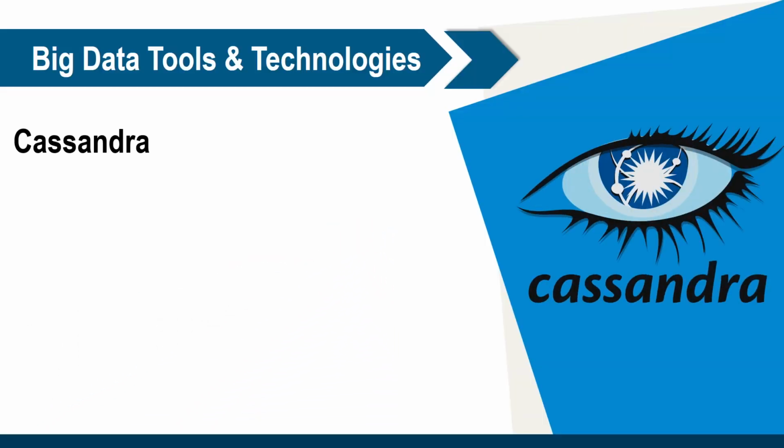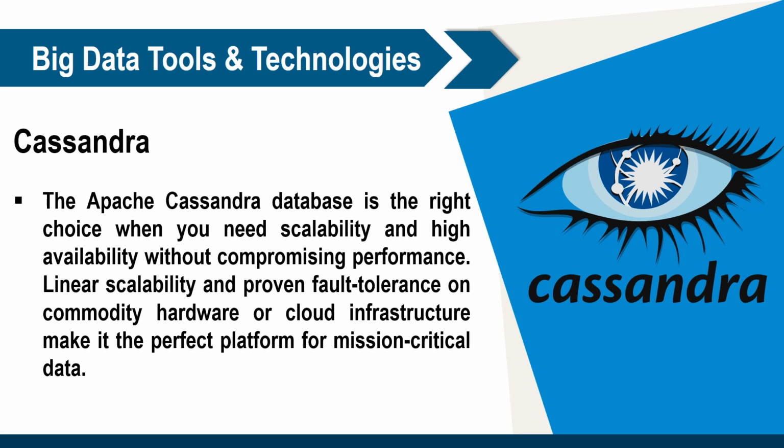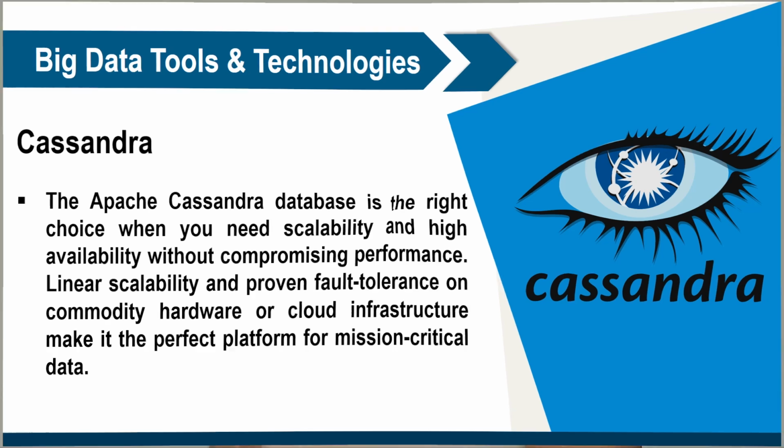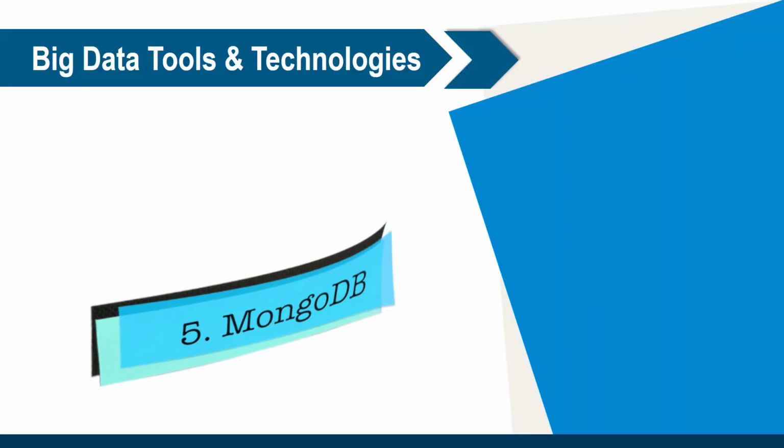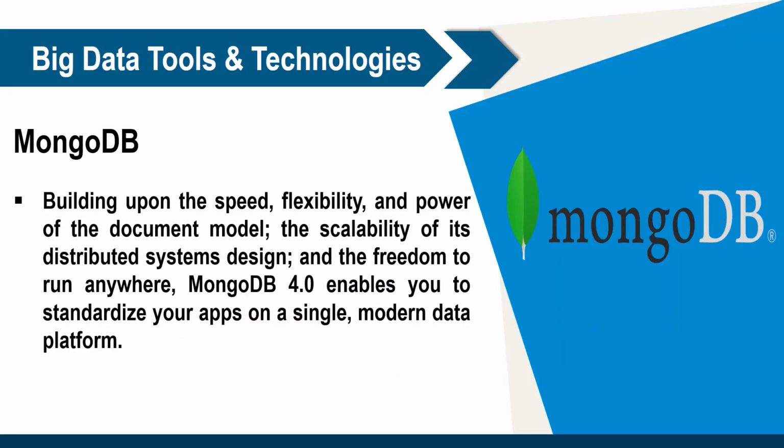Next 3 tools are Cassandra. This is again from Apache. This is a database, the right choice when you need scalability and high availability without compromising performance. Linear scalability and proven fault tolerance on commodity hardware or cloud infrastructure make it the perfect choice. Next tool is MongoDB, built upon the speed, flexibility, and power of the document model. So this is a NoSQL database where you manage your information as a set of documents. The capability of its distributed system design and the freedom to run anywhere, MongoDB enables you to standardize your app on a single modern data platform.